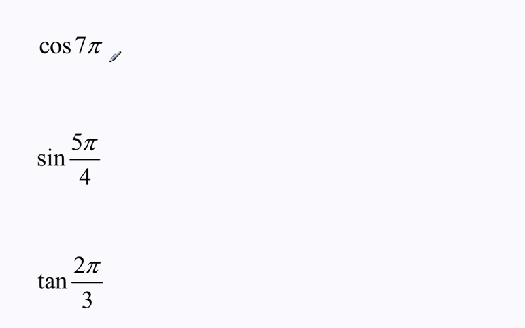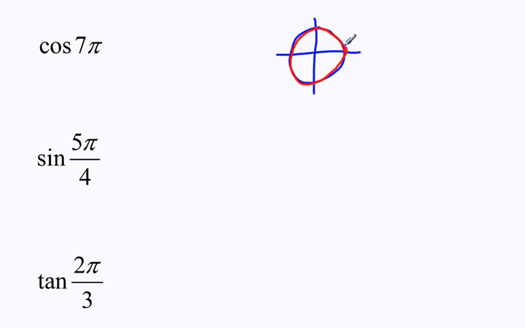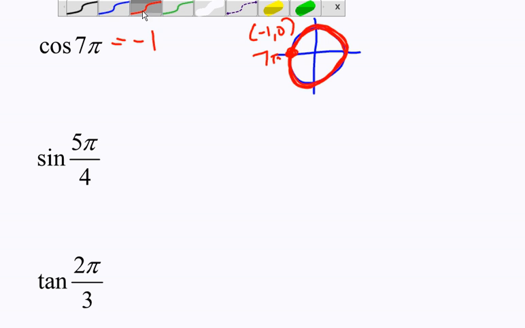All right, here we go. Cosine of 7π. Boy, we're going to go around 7π times. Let's think about that. So I'm going to change colors so we can see what's happening. So here we go. I've gone around 2π, go around again, 4π, go around again, 6π, and 7π lands me right here. All right, so this is at (-1, 0). Cosine is my x-coordinate, so I got negative 1. Let's go back to blue.